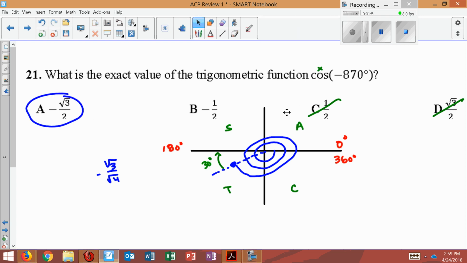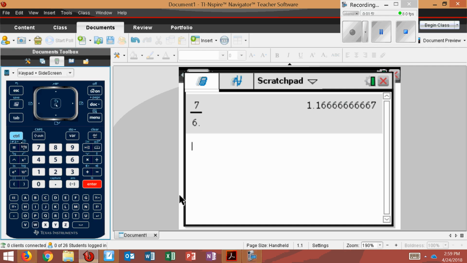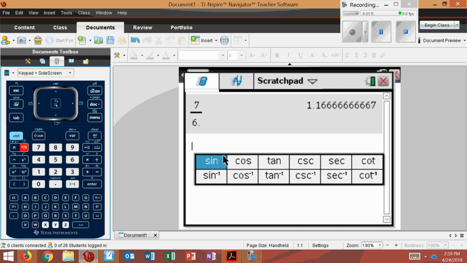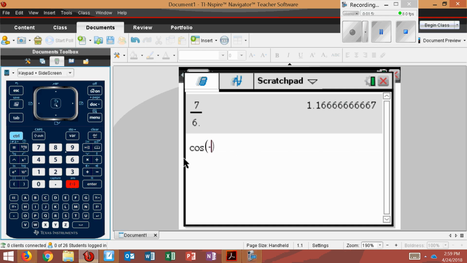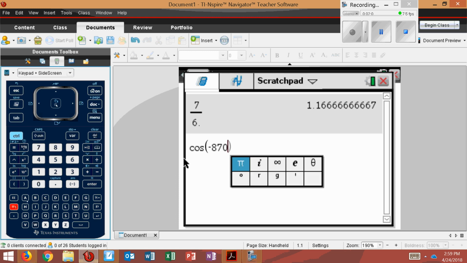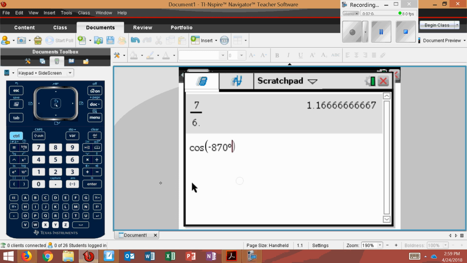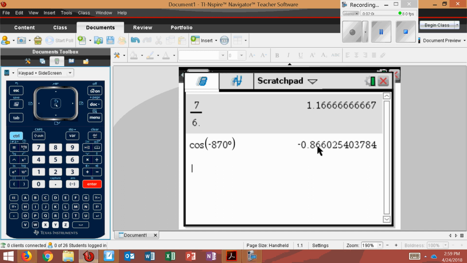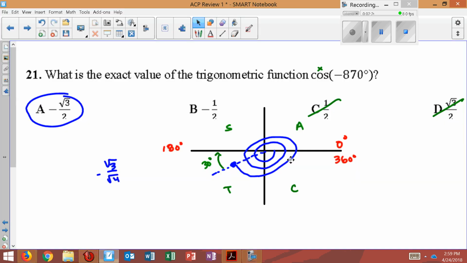Now, could we do this in the calculator? Absolutely. We just type in trig, cosine, negative 870, in degrees. We get this value, and we see right away it's negative. So then we just check our answers. We thought the answer was going to be negative square root of 3 over 2. So I type that in, press enter, and I see this is exactly identical. So we have done it, in fact, correctly.